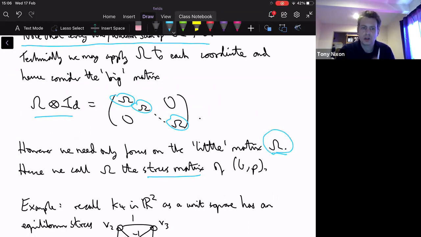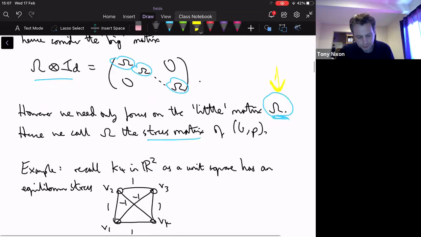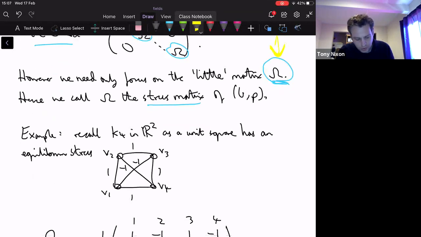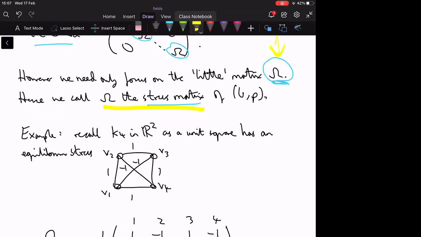We're going to talk about the rank of the stress matrix soon, and the rank depends on the dimension. The maximum possible rank depends on the dimension. But the actual matrix itself is always n by n. Its entries depend on the equilibrium stresses, and whether a stress exists or not depends on the dimension. But you don't see the dimension directly in the pattern of the matrix itself. Okay, so as we said, we call omega the stress matrix.